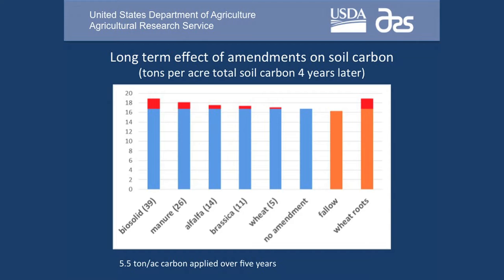Another interesting outcome of this experiment is that we applied these both to a wheat crop and to a fallow soil. On the fallow soil, we actually saw a slight decrease in soil organic carbon over that period. But if we grow a wheat crop, in the last column, we see that the roots are very effective. The roots of the wheat crop are much more effective than the residue that was on the surface.